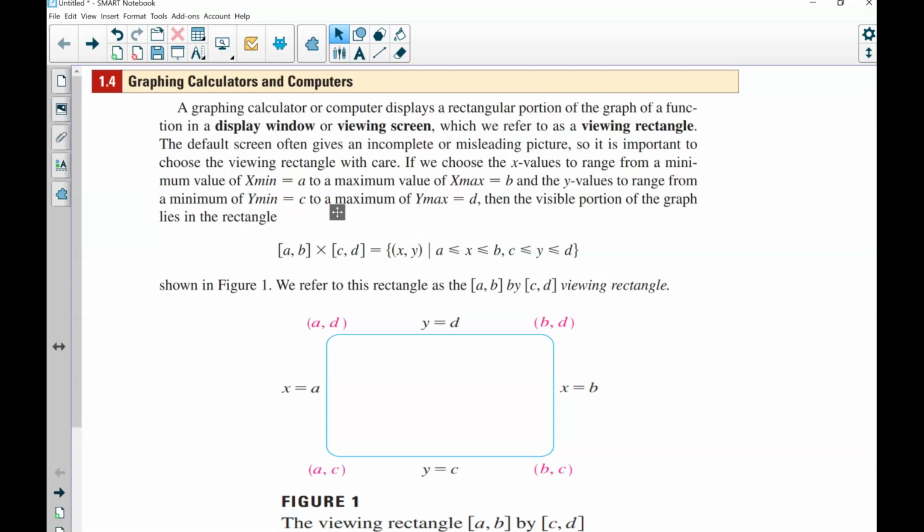which is the viewing rectangle. So you can see here the points a, d, a, c, b, d, and b, c, and then these are y equals d, x equals a, y equals c, and x is equal to b. So that is your viewing rectangle.